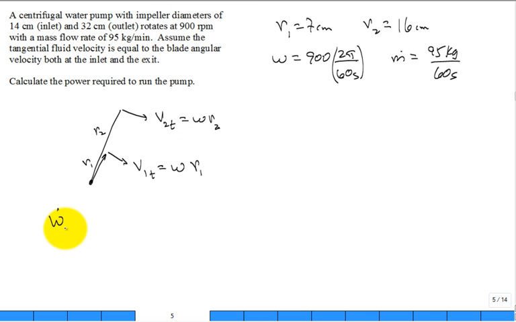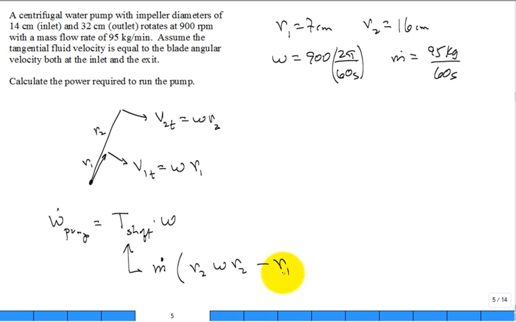Well, what's the W dot for the pump? It's equal to the torque in the shaft times the rotational speed of the shaft. Is that good? Do you agree? Yeah. And how do I calculate the torque in the shaft? Isn't it the mass flow rate of the water, from angular momentum consideration, times R2 times V2 tangential, which we just worked out to be omega R2, minus R1 times V1 tangential, which is omega R1. And omega is right up here. Don't you have to multiply that whole thing times omega? Well, this is what is the shaft torque. And then I multiply by the shaft speed to get the power.